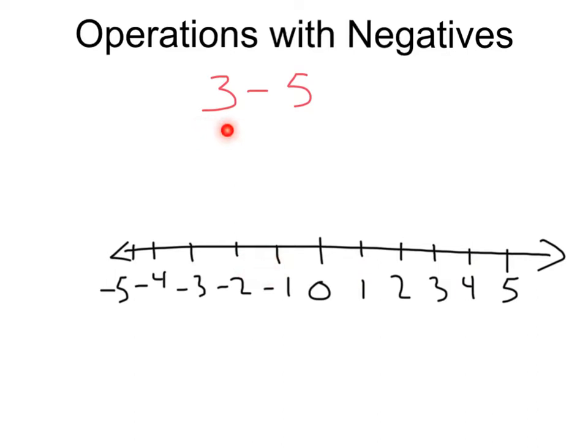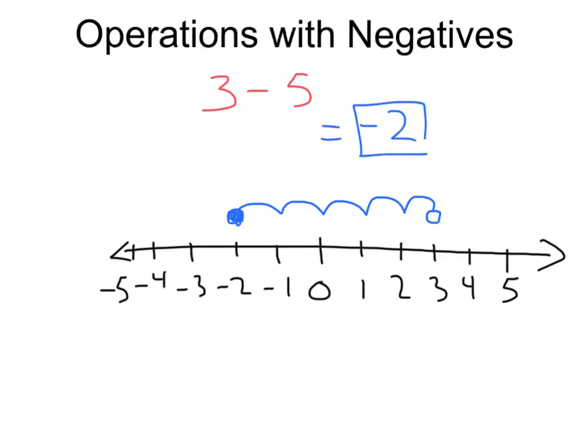So here we're starting at 3, so I know we're starting down here at 3, and we're subtracting 5. 3 minus 5, so subtracting, I know I'm getting smaller, I'm going to the left. So I'm starting at 3, it's 1, 2, 3, 4, 5, and I'm finishing off at negative 2. So I know 3 minus 5 is going to equal negative 2.